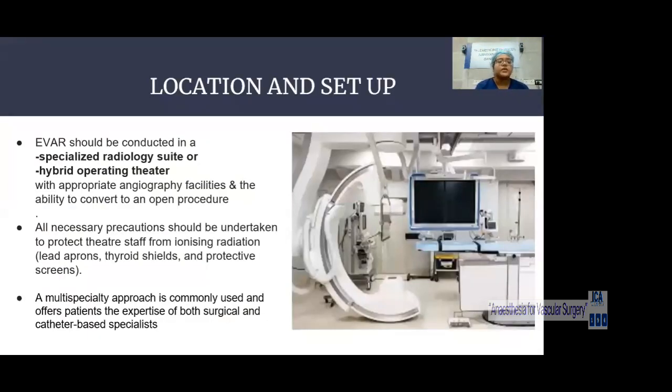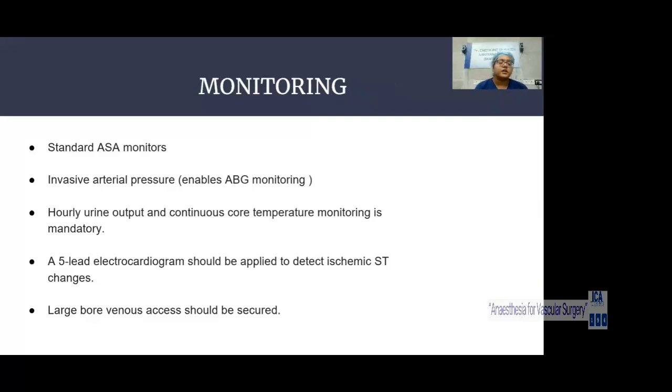Endovascular repair is carried out in a specialized radiology suite or a hybrid operating theater with appropriate angiography facilities and the ability to convert to an open repair. All necessary precautions should be taken to protect the theater staff from ionizing radiation. Monitoring for endovascular repair comprises standard ASA monitors, an invasive arterial pressure monitor, which enables ABG analysis, early urine output, and continuous core temperature monitoring. Five-lead ECG can also be applied to detect ST changes.